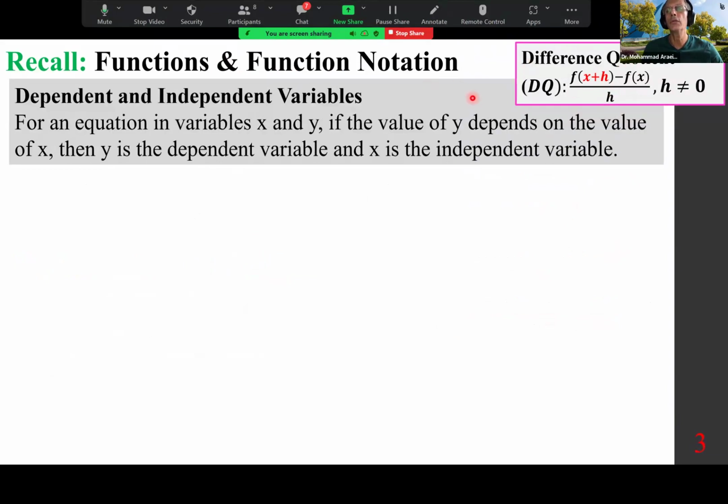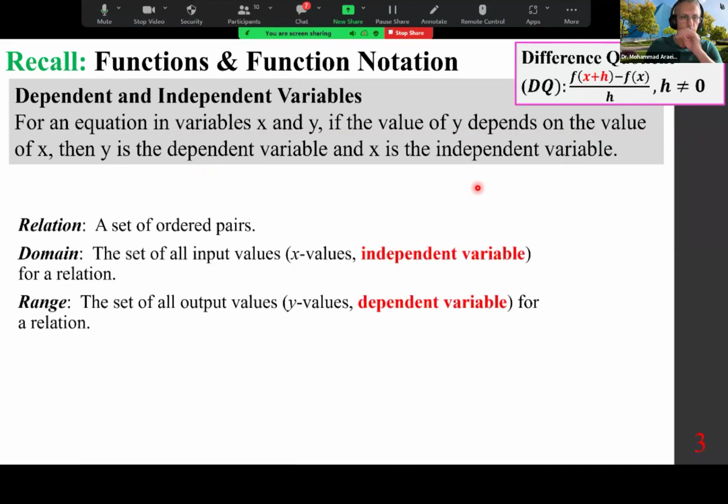First, here's the DQ, difference quotient: f of x plus h minus f of x over h, which is rise over run. Dependent and independent variables: for an equation in variables x and y, if the value of y depends on the value of x, then y is the dependent variable and x is the independent variable.